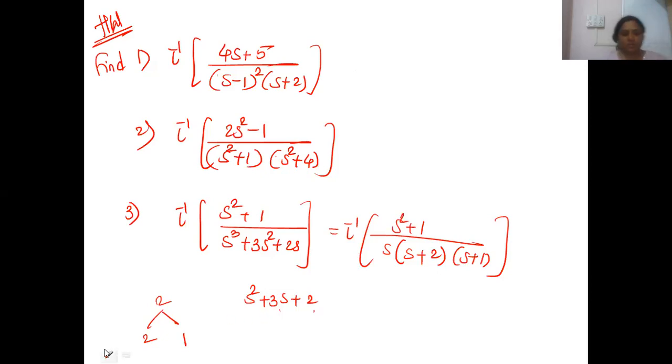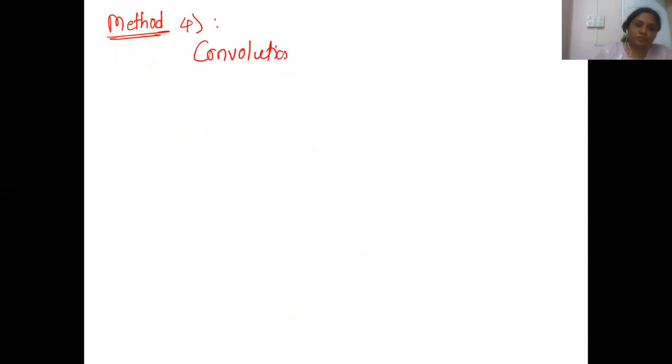Less chances for MCQ type. Okay, sure. Next method. Method number? Four. So method four is convolution theorem.